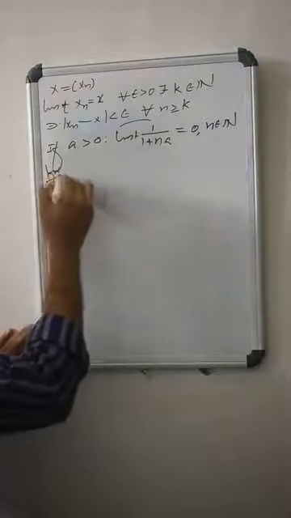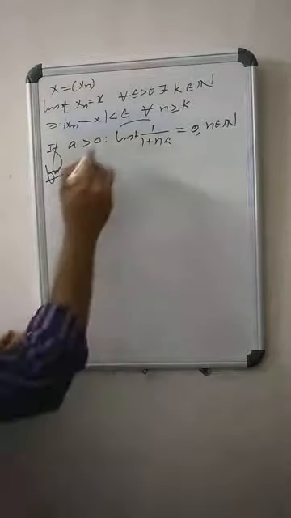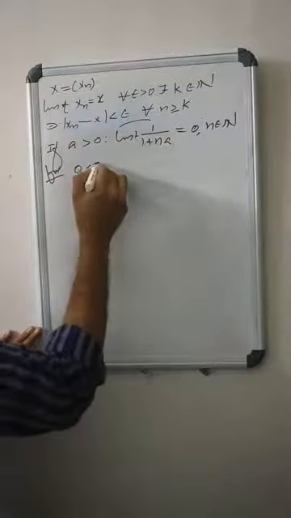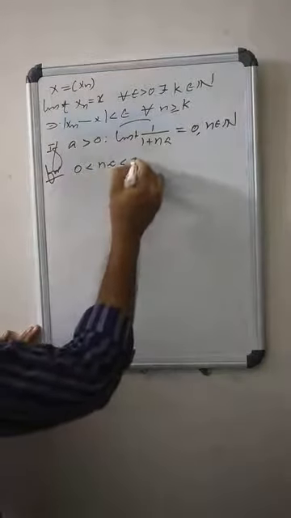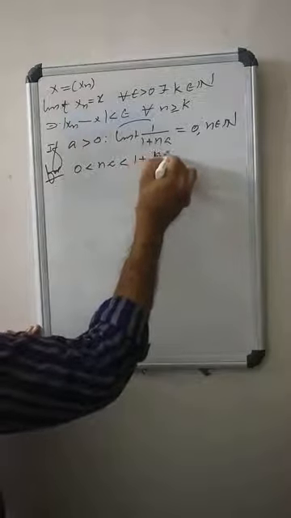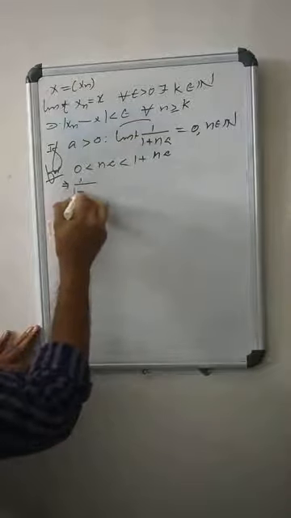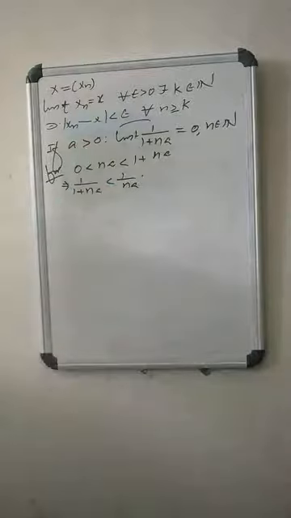This is proved by using a theorem that we already proved. n is a natural number, a is positive, so surely 0 is less than na. So na is less than 1+na. That means 1/(1+na) is strictly less than 1/(na).